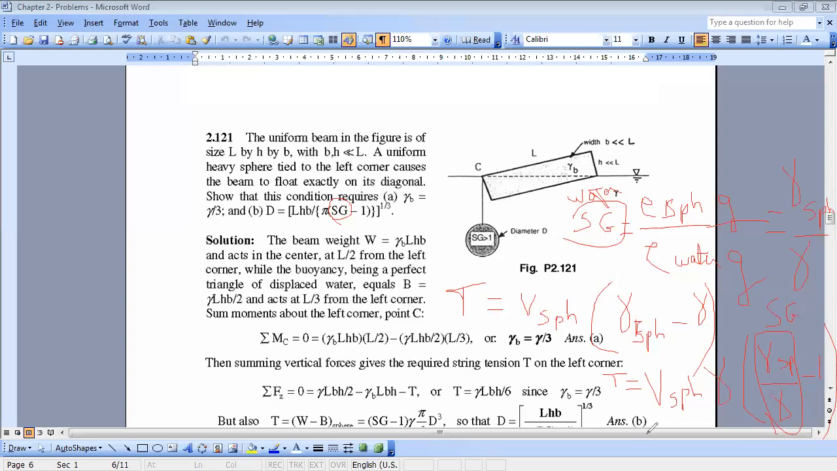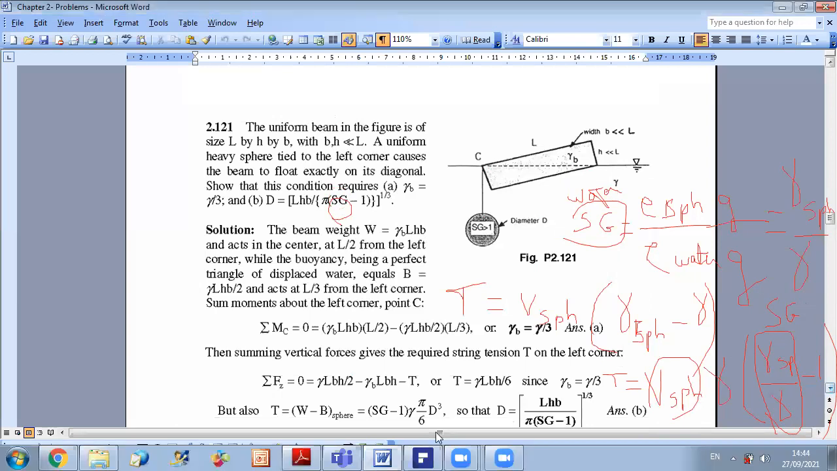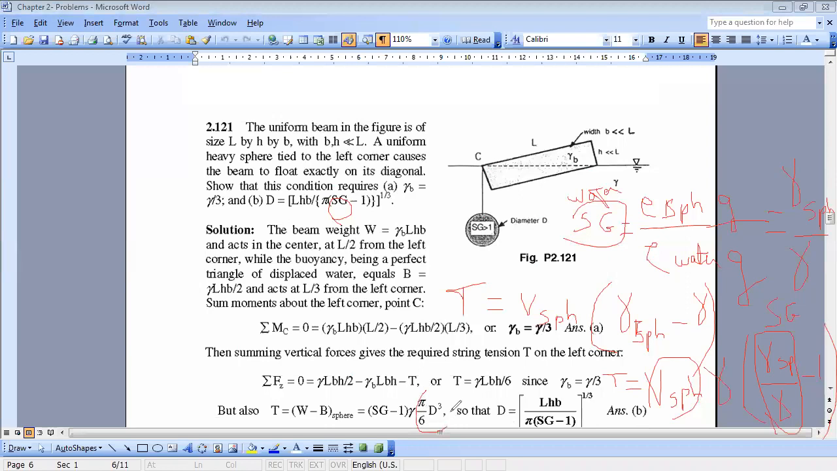Okay. Volume of the sphere, you know that for a sphere, knowing its diameter, you can determine its volume. The volume of the sphere is pi over 6 d cubed. So now we deduce that by doing the analysis on the sphere, the tension can be written as specific gravity minus 1 times gamma times pi over 6 d cubed, which is the volume of the sphere.